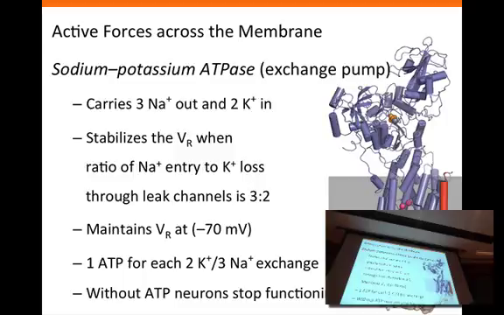All your neurons, all your muscle cells, so like the bulk of the cells in your body, are charged up. Takes one ATP. Without ATP, neurons stop functioning, muscle cells stop functioning, and you are toast.